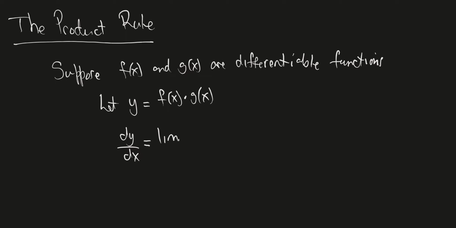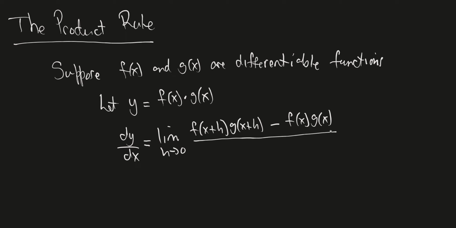So applying the limit definition to this product, in the numerator, I have to replace all the x's with x plus h. So the numerator looks like this. And then minus, I don't change this part, I just bring that down. So f of x times g of x. It's just that now we have these products here. And then this is all over h.